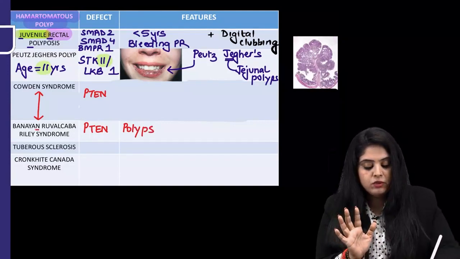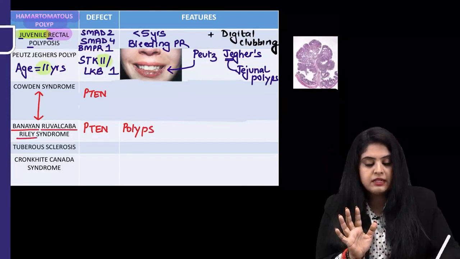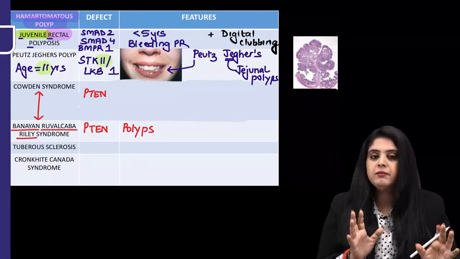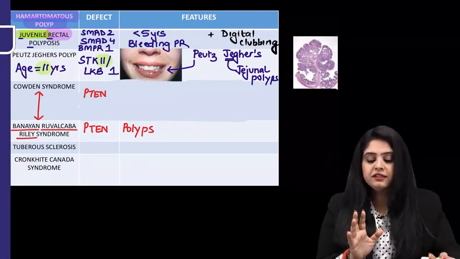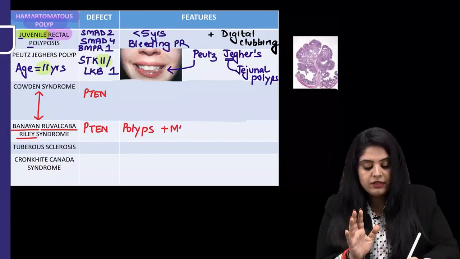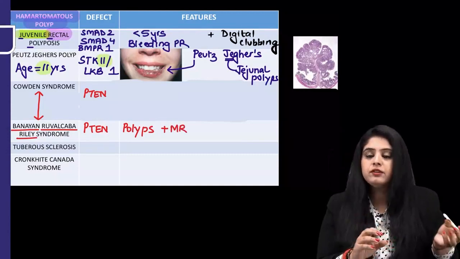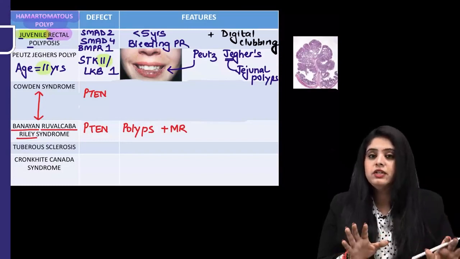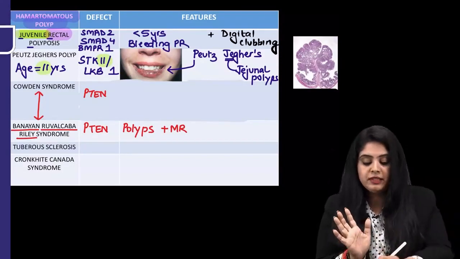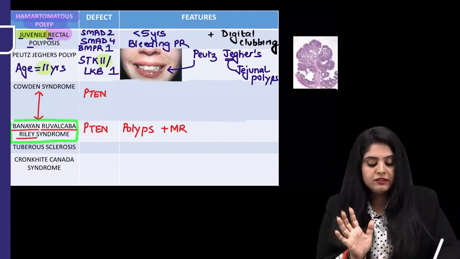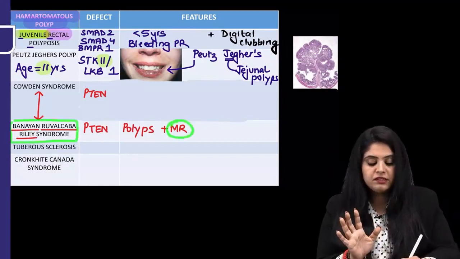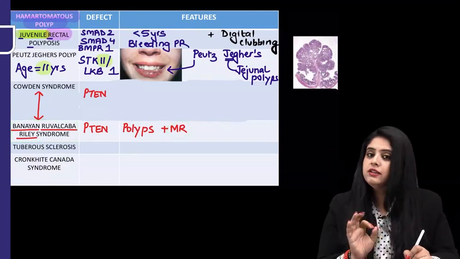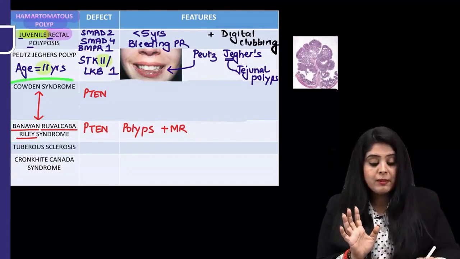The day I am able to learn Bannayan-Ruvalcaba-Riley syndrome, such a difficult name, a person goes half mad while learning this name only. That is how I have learnt it, that the name is so complicated and so mind exhausting. So there's going to be mental retardation, intellectual disability. Remembering the name, the person has only lost on his intellect. So mental retardation happens. What happens in Cowden?